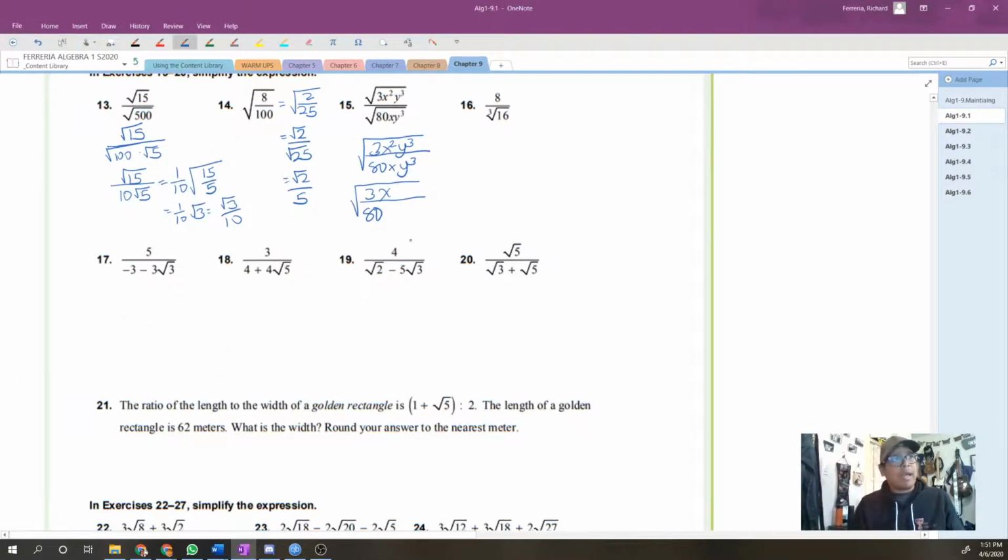We can simplify the radical 80. Now we'll separate this again. And 80 is the same thing as 16 times 5. Square root of 16 is 4. And then now I have a radical in the denominator that I need to get rid of. So what I'm going to do is multiply it by radical 5 over radical 5.